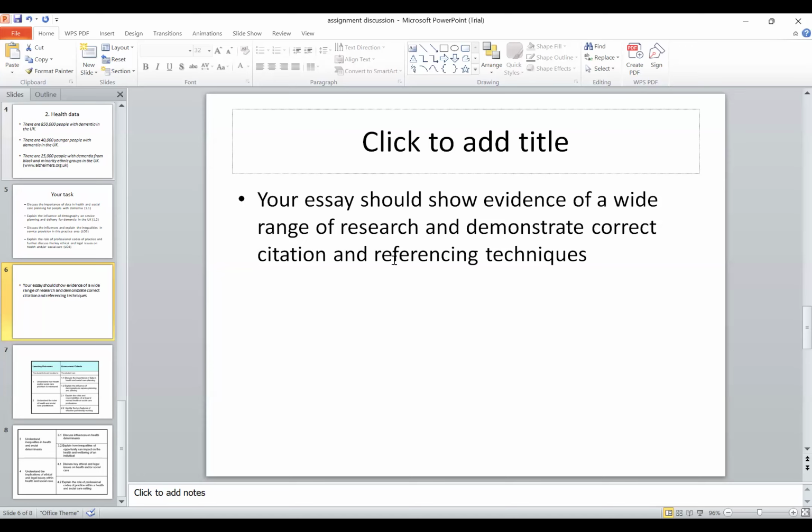But you would want to use referencing. That is why the word research is written. You would want to use referencing here.